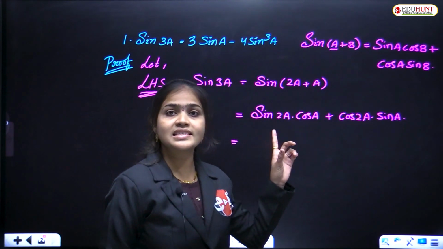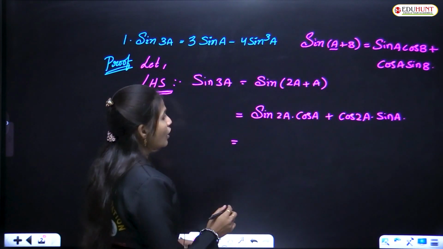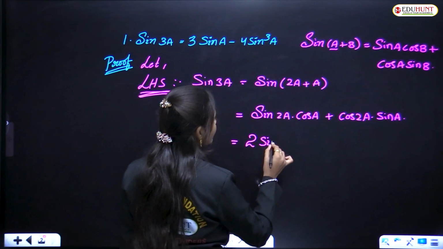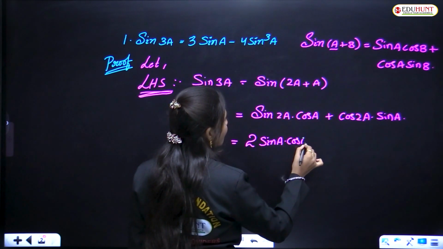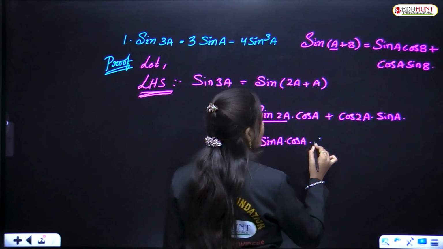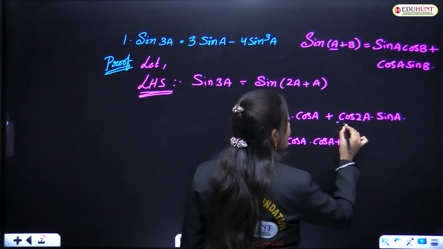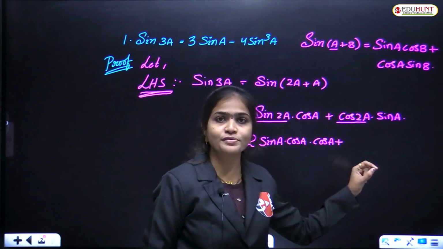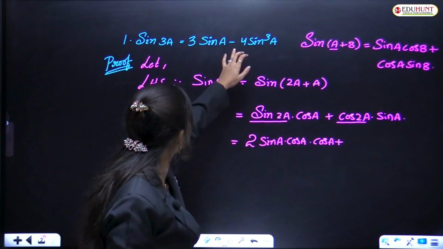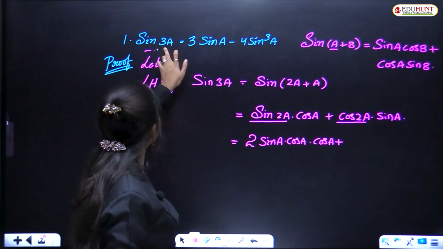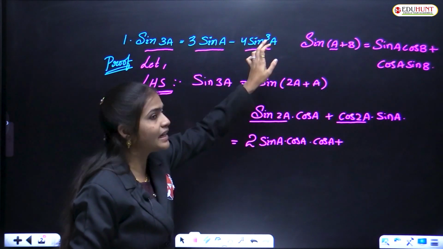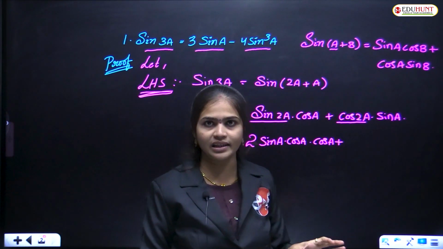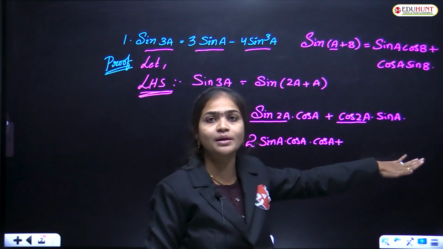Now sin 2A is a multiple angle, and we already discussed the sin 2A formula: 2 sin A cos A. That is sin 2A into cos A, plus cos 2A formula in terms of sine. Why? Because we have to write it in terms of sine only. When you observe the formula sin 3A is equal to 3 sin A minus 4 sin cube A, everything is in terms of sine only. So that is why this one also we convert in terms of sine.